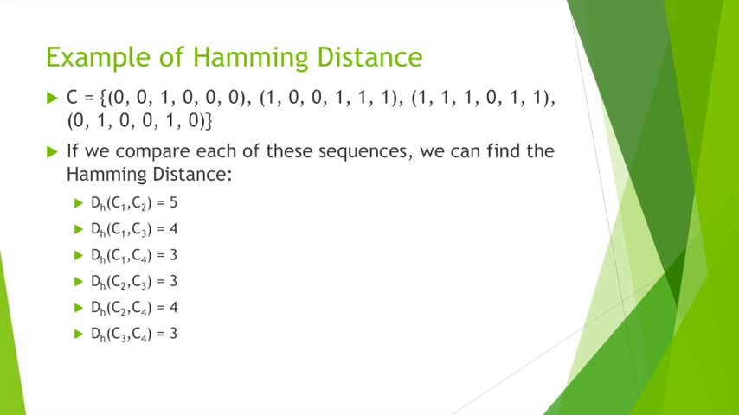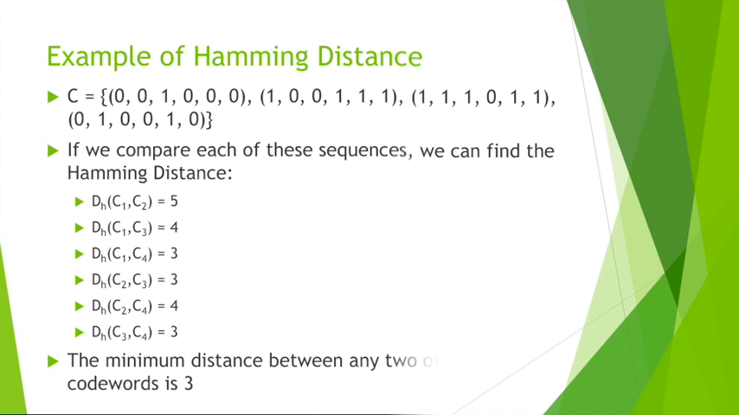So if we go through each pair of these, rearranging them but comparing each pair, we get the Hamming distances of 5, 4, 3, 3, 4, and 3. The key here is to know the minimum distance between any two of these code words is 3. Since we want to minimize our errors, it's nice to know the minimum distance is 3.